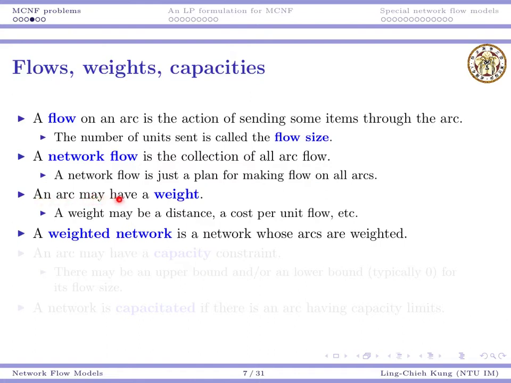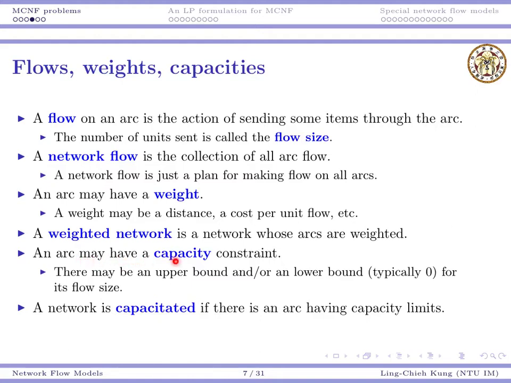An arc may have a weight, okay? It may or may not have a weight. If there is a weight on arcs, we say it's a weighted network. A weight may mean different things. For example, it may be a distance, it may be a cost per unit flow, or it may be different things for different applications. But anyway, an arc may have its weight in a network flow problem.